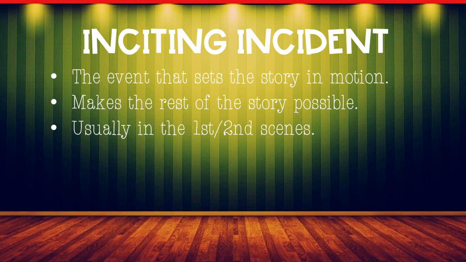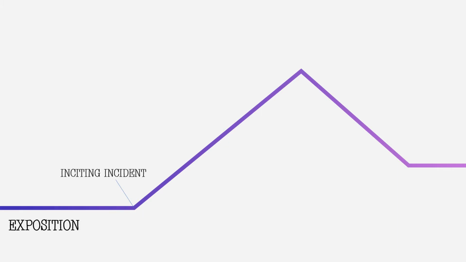Why are we watching these characters? And how are they involved with each other? This inciting incident usually happens in the first or second scene of the show. As you see on the pyramid, the exposition goes on a straight line, but notice that the inciting incident is the breaking point or the corner of that pyramid. So it's what causes a shift or a change in where the action is headed.